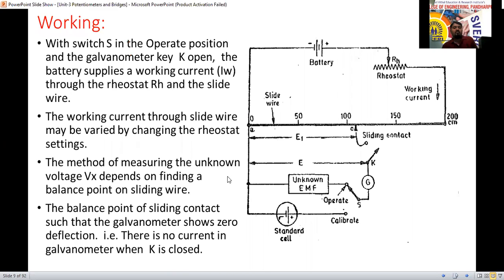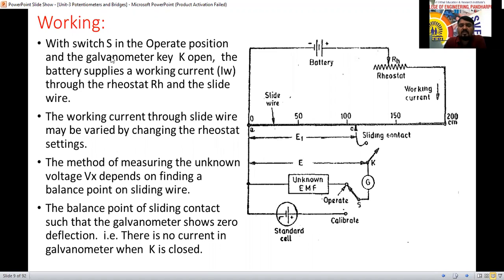So how is it going to operate? When this switch is in operate mode, we can measure the unknown EMF. To compare with the standard value, we have to put it in the calibrate mode. Two modes are there: one is operate mode, another one is calibrate mode. For working, we have to push the switch S to be in the operate mode.